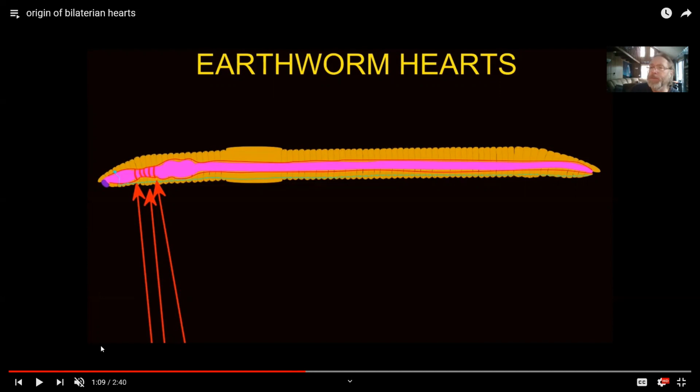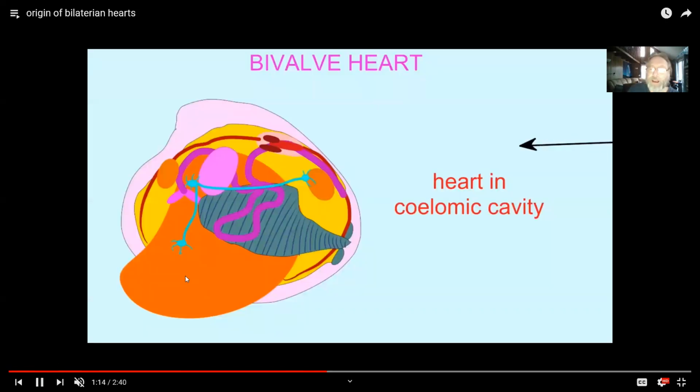Now, when we say heart, you don't have to have just one. If a heart is essentially a contractile blood vessel, and if you want pressure, you can have more than one heart. Earthworms do. Earthworms have a dorsal blood vessel and a ventral blood vessel, and connecting them are these contractile blood vessels, the hearts.